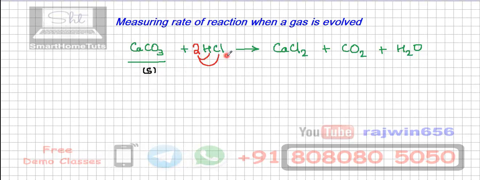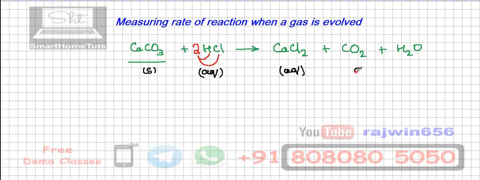HCl, hydrochloric acid. We are going to use it in the aqueous form, in the form of solution. So here below this we are going to write AQ. AQ means aqueous. Calcium chloride that is formed is also in a dissolved form, that is aqueous. Calcium chloride basically is a soluble solid, but in this reaction it is formed in the form of soluble salt. Okay, so it is written as aqueous.